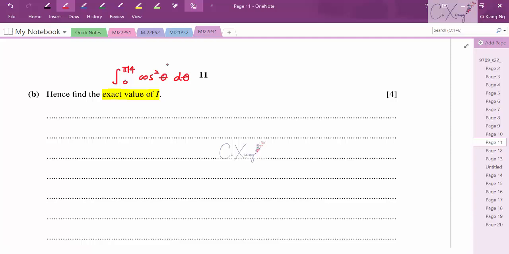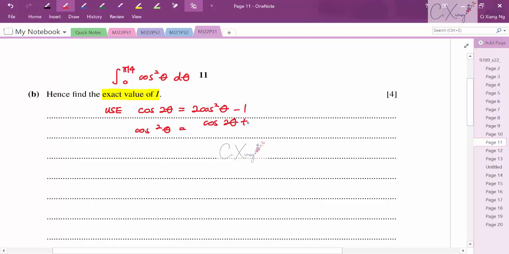So we can consider using the double angle formula. In the double angle formula, I have cos 2 theta equals 2 cos square theta minus 1. If I rephrase it, I have cos square theta equals cos 2 theta plus 1 divided by 2. This double angle formula is provided in the formula booklet as well.